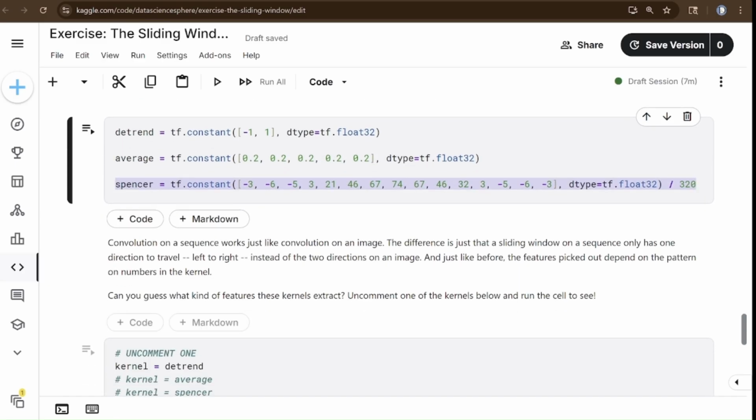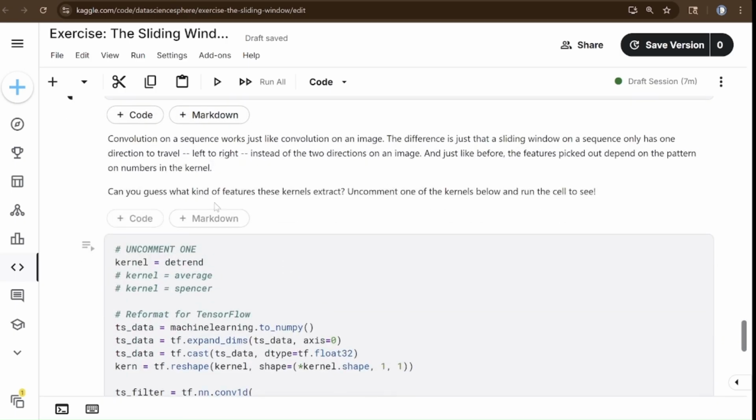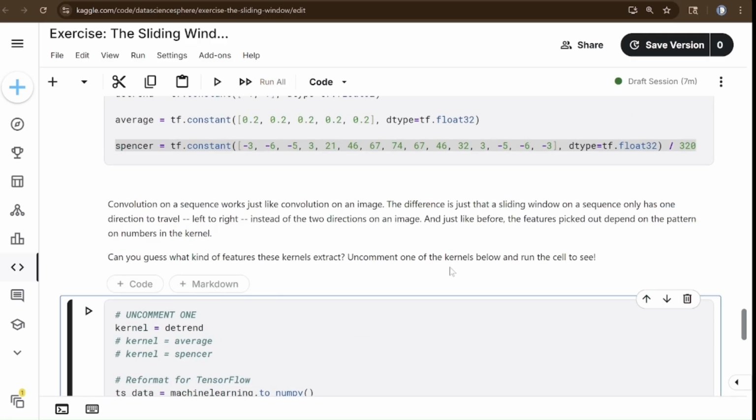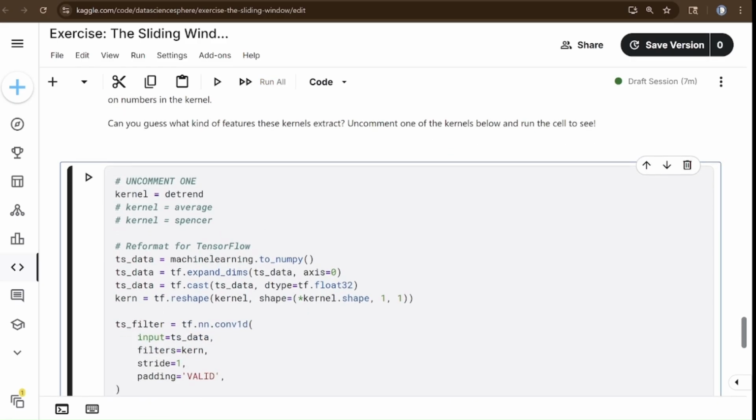Okay. So convolution on a sequence works just like convolution on an image. The difference is just that a sliding window on a sequence only has one direction to travel, left to right, instead of the two directions on an image. And just like before, the features picked out depend on the pattern of numbers in the kernel. Can you guess what kind of features these kernels extract? Uncomment one of the kernels below and run to see.